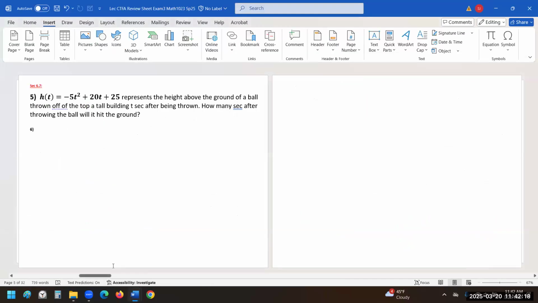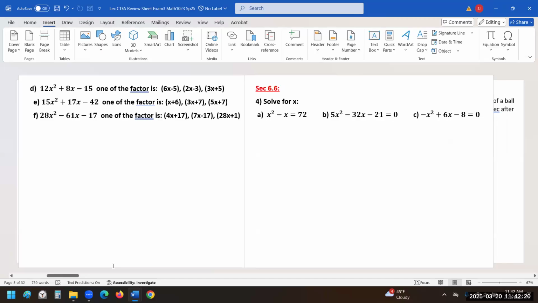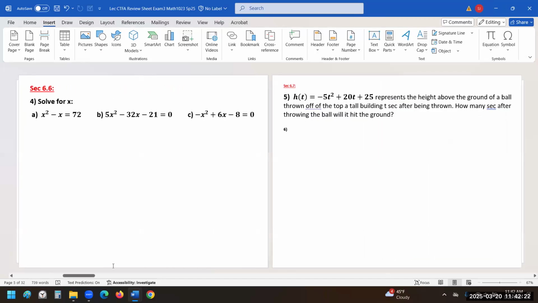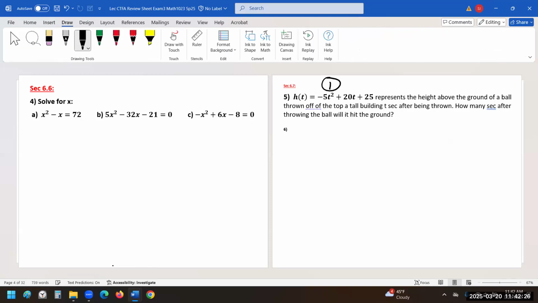Now, if you look at the review sheet, it has two things extra. One is the application. So there will be one application and one solving problem. All of these are chapter 6. So the 8 factoring plus one application and one solving. And the application will be similar to this one, probably the same question, but the function is different.